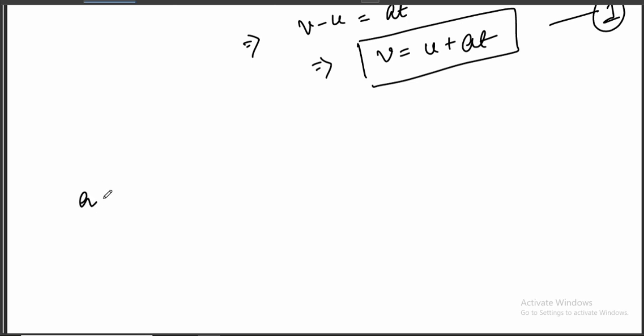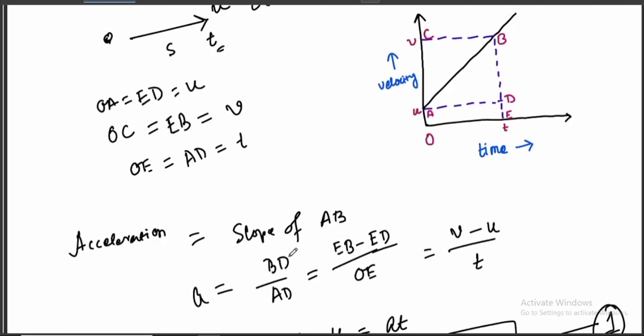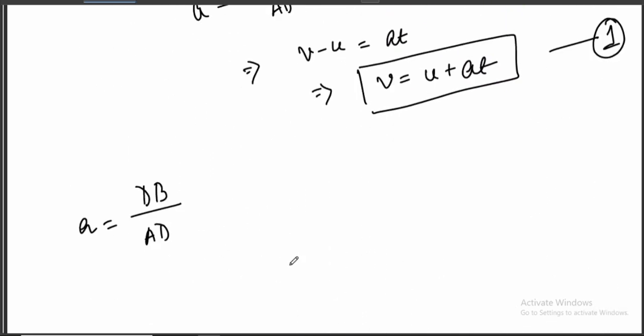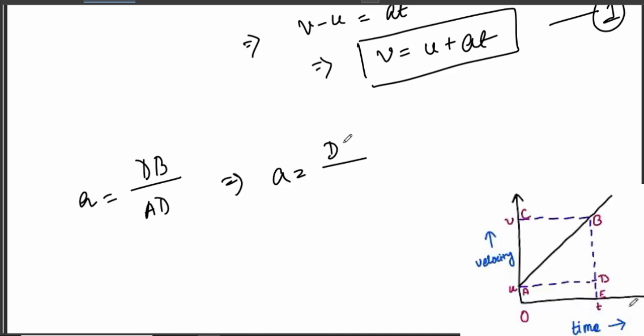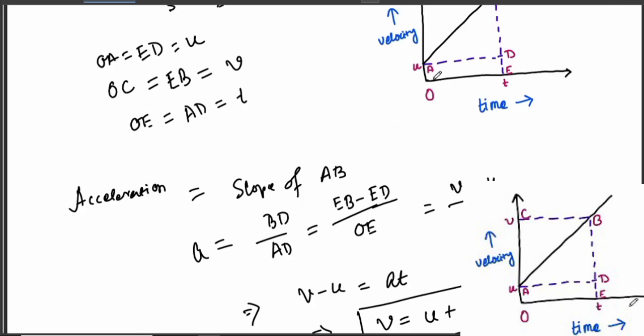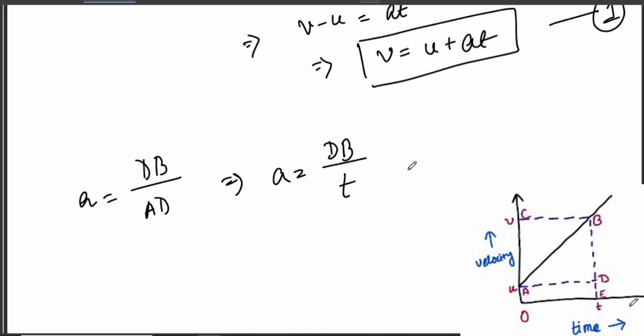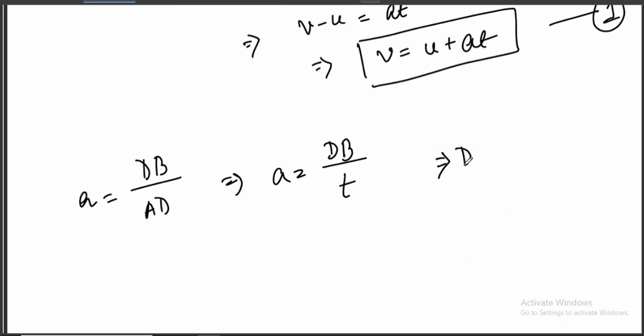Now we get acceleration as DB by AD from the previous part. And DB was, let's write DB as it is, and AD was our time t. So DB is equal to at. Let's keep it as it is.